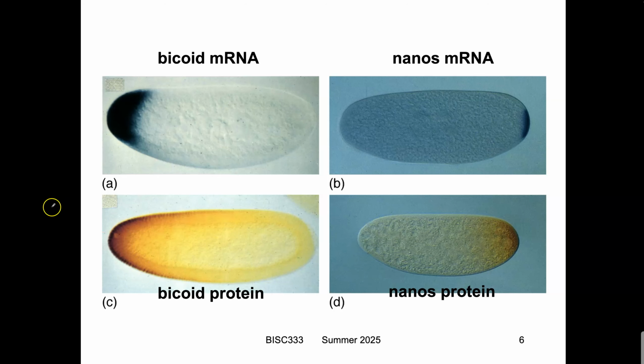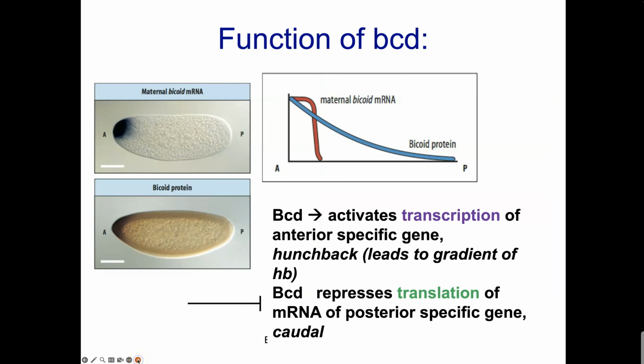Okay. And this just shows that the process of making the gradients is the same. So you've got this big fertilized egg, and the nanos RNA is kind of glued to the posterior end, and then upon fertilization, the translation of that RNA begins, and we get the protein gradient from posterior to anterior, and then this is bicoid. I think the same picture or similar to the one before. Okay.